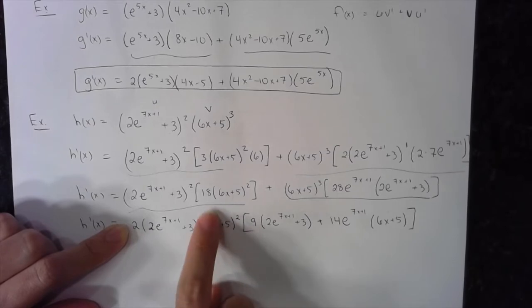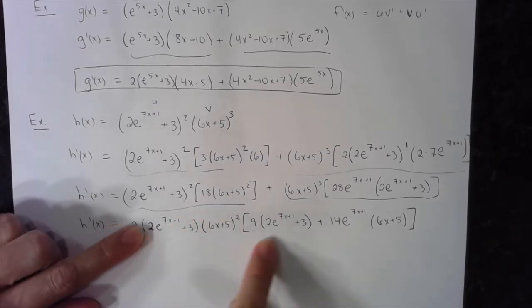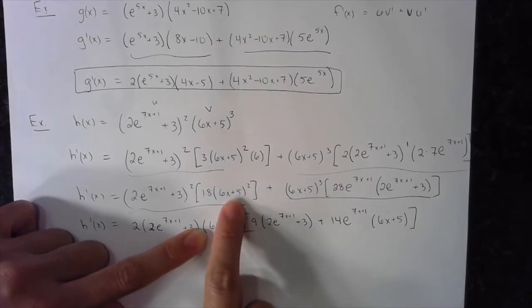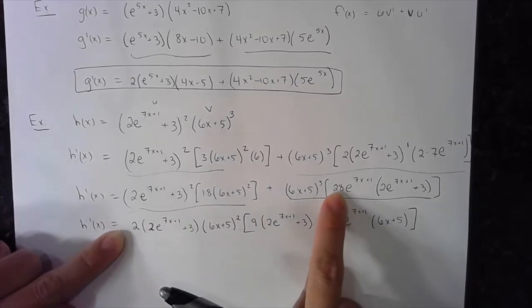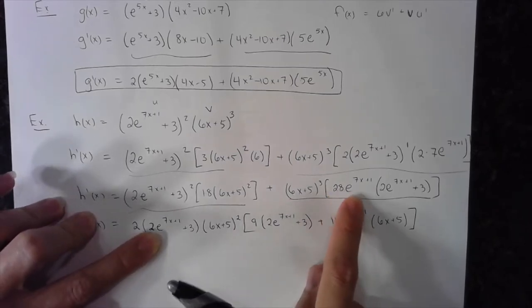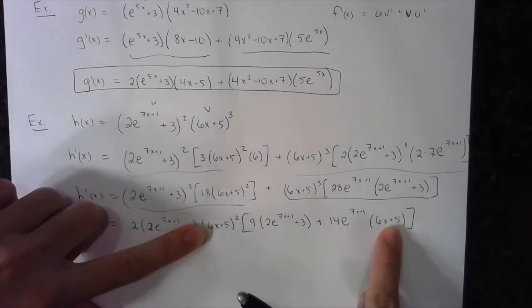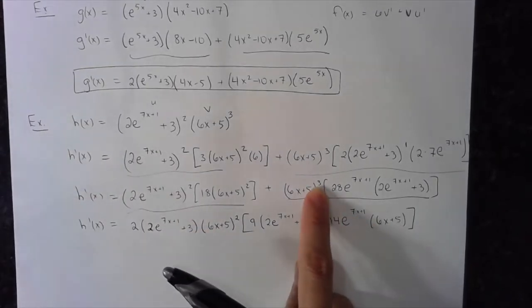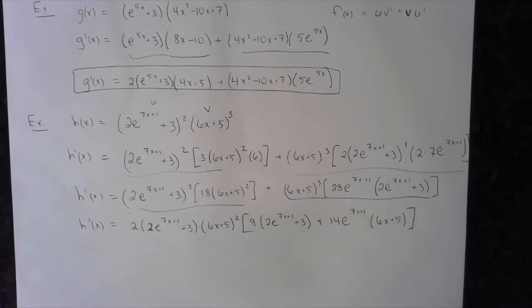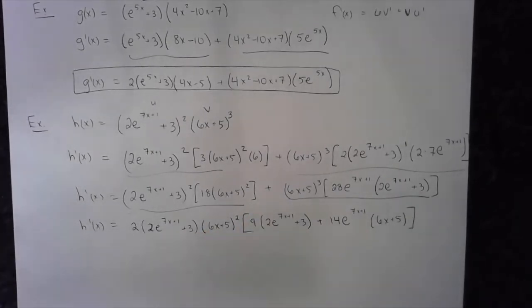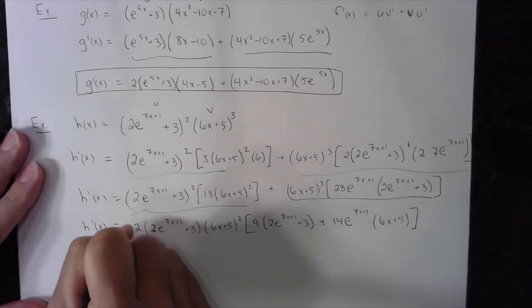Well, 2 times 9 is 18. This term itself is 2 of them. And then I have 2 of these. 2 times 14 is 28. I have this here. One of these, one of these. And 2 of these out, one of these in to get that 3 of them. Then we'll take a look and see if we can simplify any more. The only thing that we can do is distribute and see if there are any like terms. If not, then we're done.